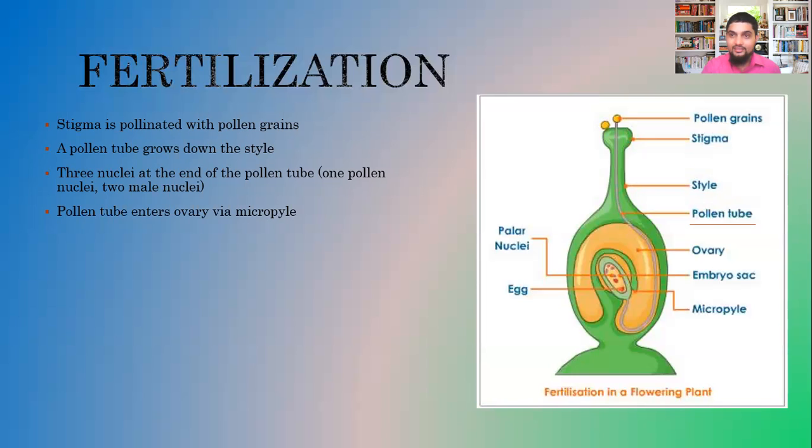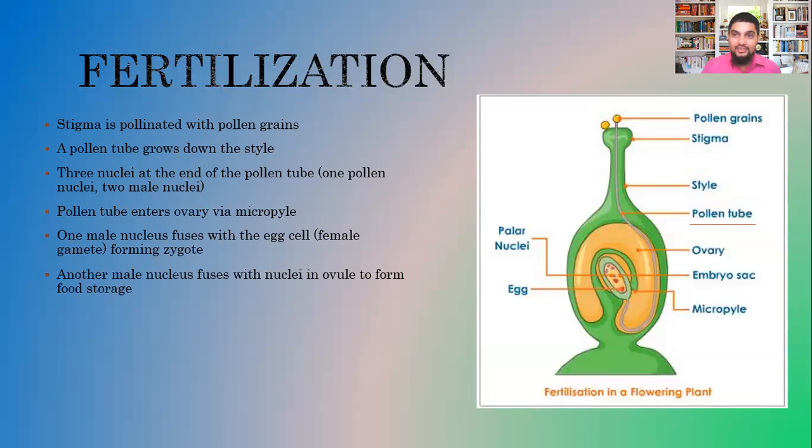And as it enters, it brings the nuclei, 2 of the male nuclei. A single one is called nucleus, and plural will be nuclei. So one of the male nuclei will fuse with the egg cell or the female gamete. And this will form the zygote. And then another male nucleus will fuse with the nuclei in the ovule, and this will form the food storage.